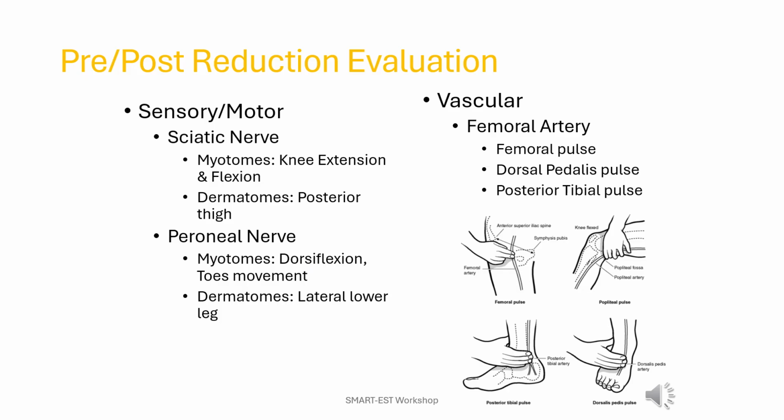For a hip dislocation, our pre and post reduction assessment of sensory and motor focuses on the sciatic nerve and the peroneal nerve. For the sciatic nerve, we would assess the motor myotome function of knee flexion and extension. From a sensory standpoint, the dermatome area is the posterior thigh. For the peroneal nerve, our motor myotome functions would test dorsiflexion at the ankle and toe movements. Our sensory dermatome area is the lateral lower leg.